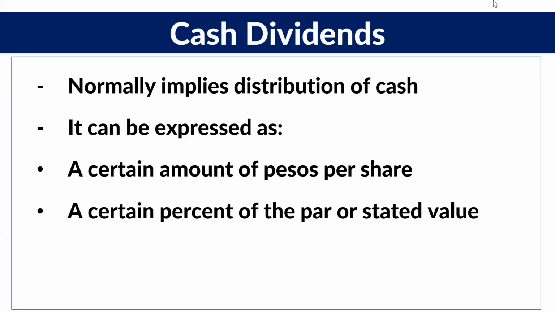So for cash dividends, it normally implies distribution of cash, no? And yung cash dividends na i-declare, it can be expressed either a certain amount of peso per share. So sasabihin ang dividend ay piso per share, no? Or a certain percentage of the par value or stated value. So say for example, if the par value is 100 at pag sinabing ang cash dividend is 10%, so ibig sabihin nun, 10 pesos per share yung cash dividend na mare-receive ng mga shareholders.